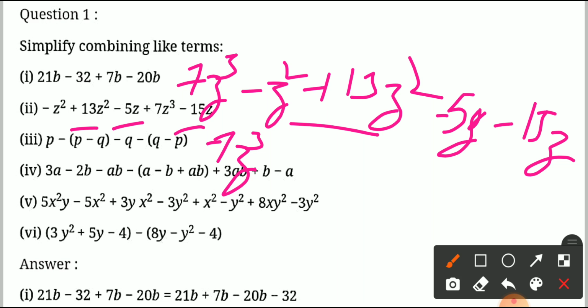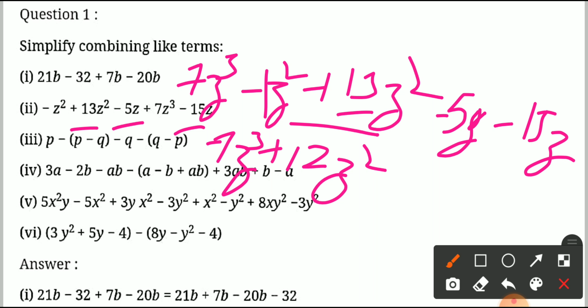So 13 minus 1, 1z square. Z square means 1z square. Okay, so 13 minus 1 equals 12z square. And 13 is the greater number which contains the plus sign. So we'll write plus here.